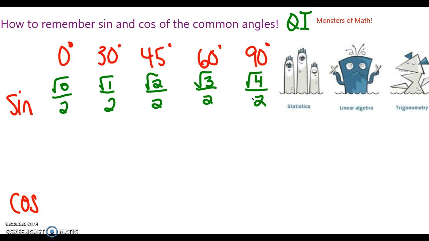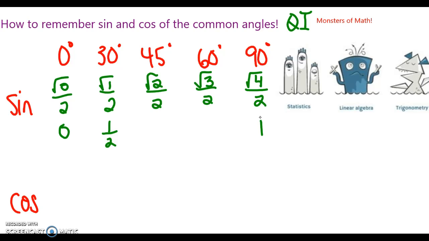So for the sine of any angle in the first quadrant, including the quadrantal angles of 0 and 90 degrees, the numerator is in ascending order, and the denominator is always 2. And if you think about it, square root of 0 is 0, square root of 1 is 1, so that simplifies to 1/2, and then the rad 2 over 2 stays the same, the rad 3 over 2 stays the same, and then obviously square root of 4 is 2, and 2 divided by 2 is 1.